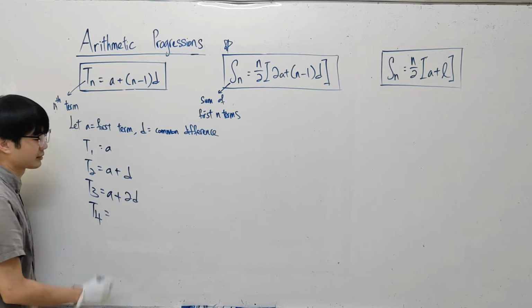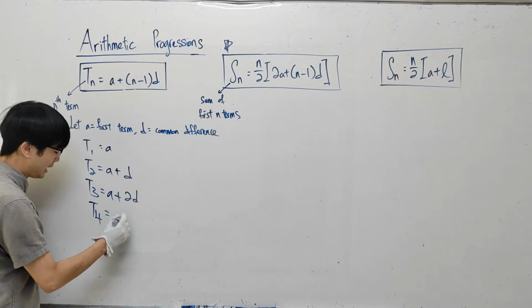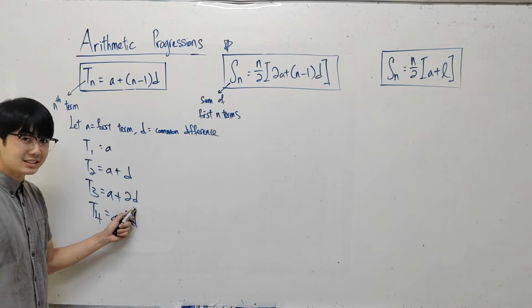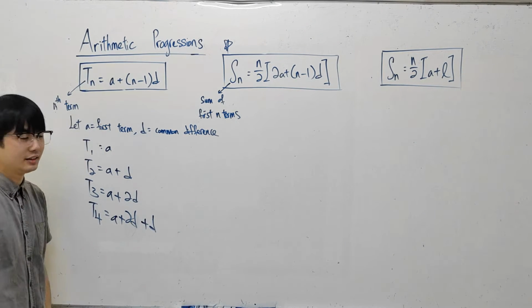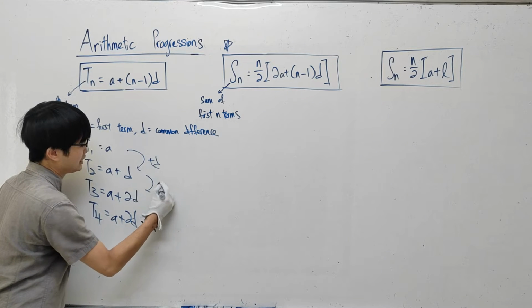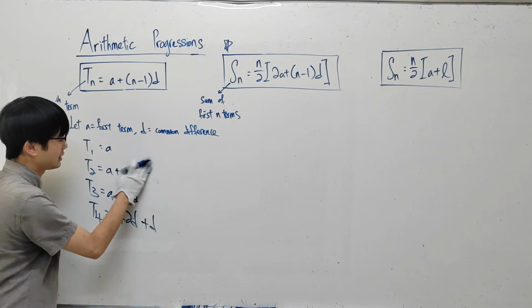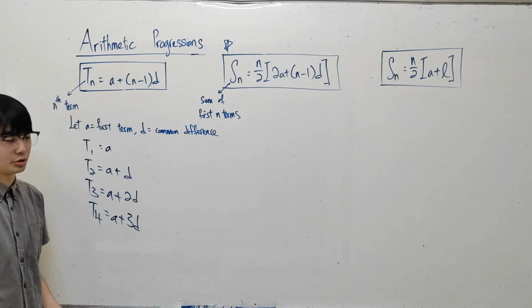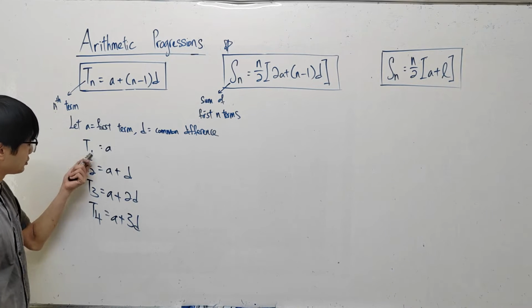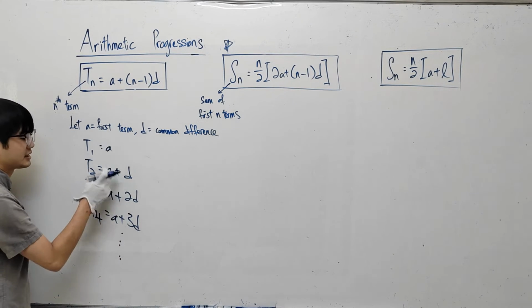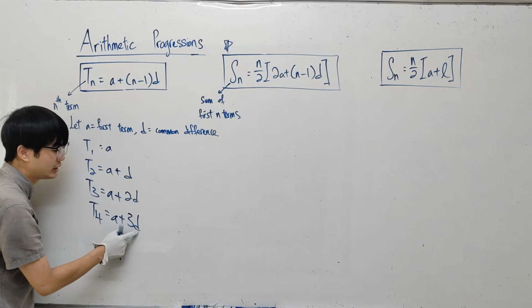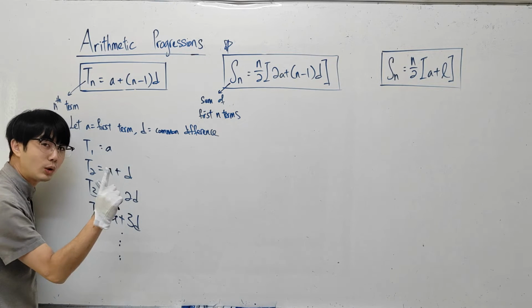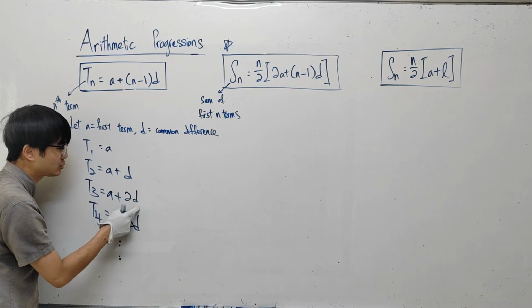Then what about T4? T4 will be a plus 2d, the last term, plus d. It means every time you go down, you add d, plus d, plus d, like this, right? So a plus 2d plus d becomes a plus 3d, because 2 plus 1 is 3. After you write until here, you can see there is a pattern. This one is a plus 3d, this one a plus 2d, this one a plus nothing, which means 1d.